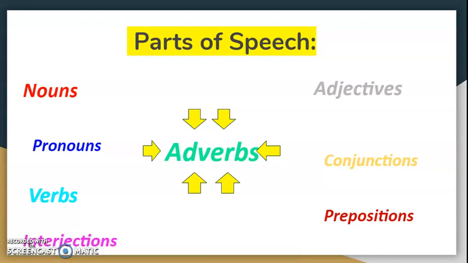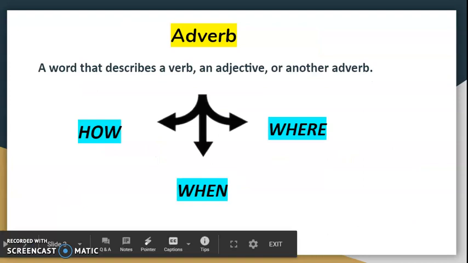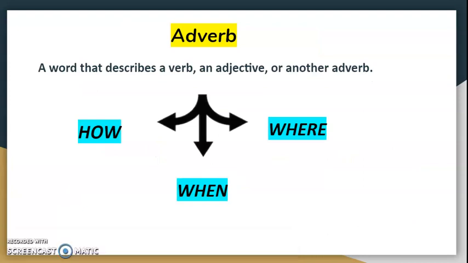What are parts of speech? Parts of speech are different types of words we use when we speak and write, such as nouns, pronouns, adjectives, adverbs, prepositions, conjunctions, verbs, and interjections. So, what is an adverb? An adverb is a word that describes a verb, an adjective, or another adverb. Adverbs often answer the questions when, how, and where.